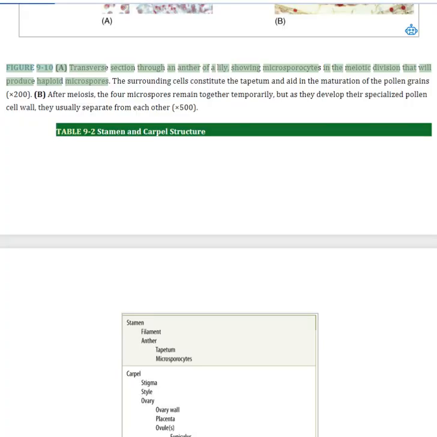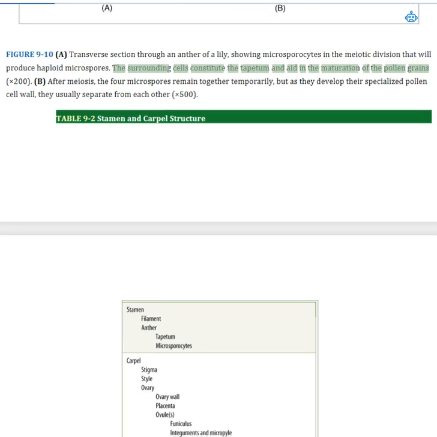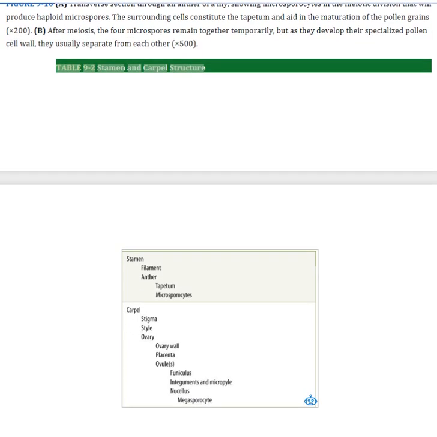Figure 9.10 Transverse section through an anther of a lily, showing microsporocytes in the meiotic division that will produce haploid microspores. The surrounding cells constitute the tapetum and aid in the maturation of the pollen grains. After meiosis, the 4 microspores remain together temporarily, but as they develop their specialized pollen cell wall, they usually separate from each other. Table 9.2 Stamen and carpel structure.